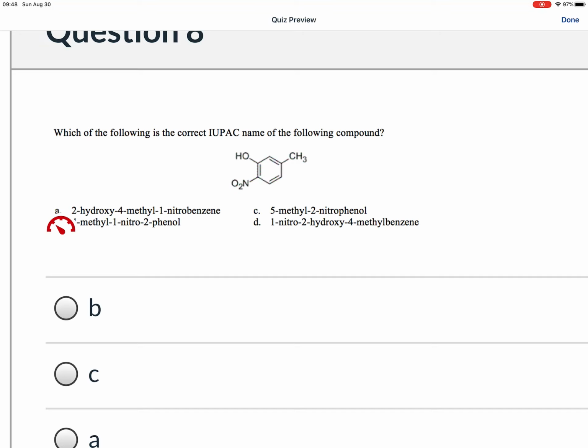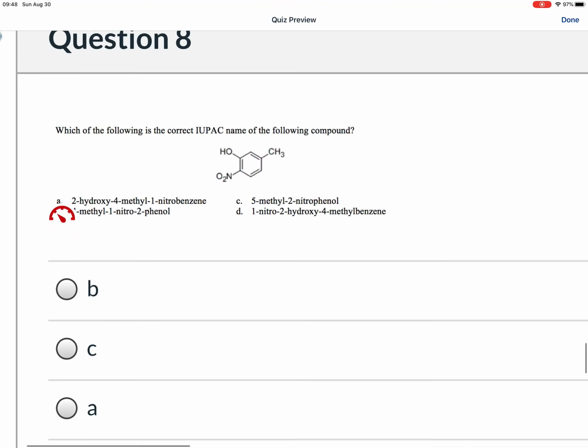So since phenol is given here, we can use phenol. Now let's look at the groups. We've got 4-methyl 1-nitro phenol, 4-methyl 1-nitro 2-phenol, and 5-methyl 2-nitrophenol. Now here's the problem with B. If you're calling it phenol, that means the OH group is part of the parent chain, then phenol is number 1. You wouldn't say 1-nitro and then call the molecule phenol. If you're going to call it 1-nitro, then it's aniline. So B is wrong. So C is the only one correct because it follows the rule.